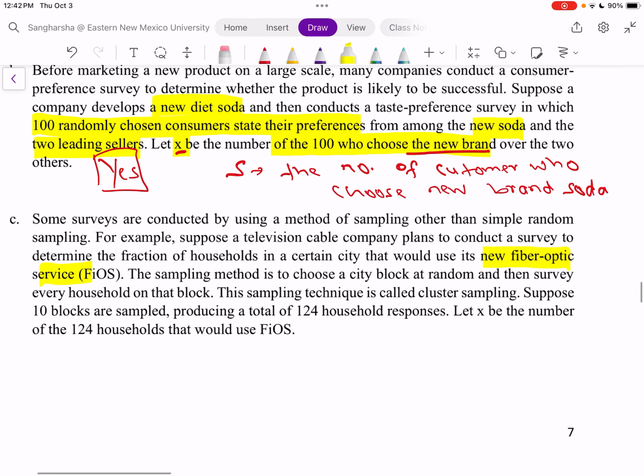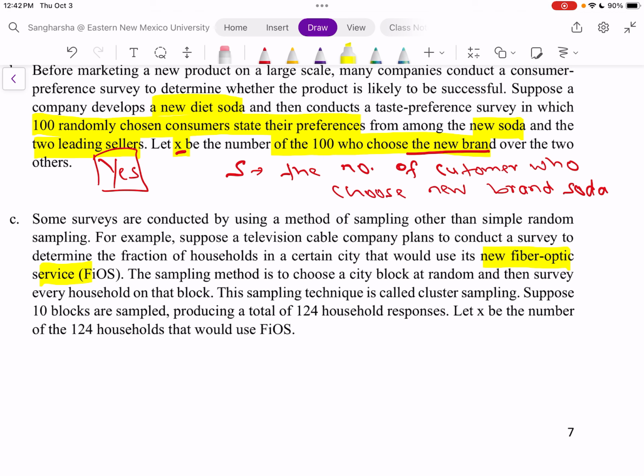The sampling method is to choose a city block at random and then survey every household on that block. Here we have a cable company, and they want to know whether the customer will use their new fiber optic service or not. So at first they choose a city, then in the city they choose a block.